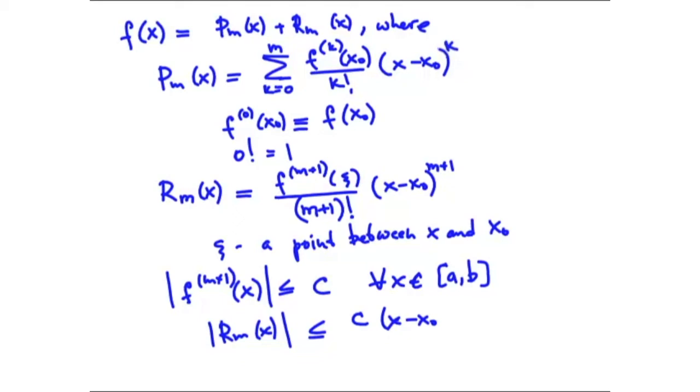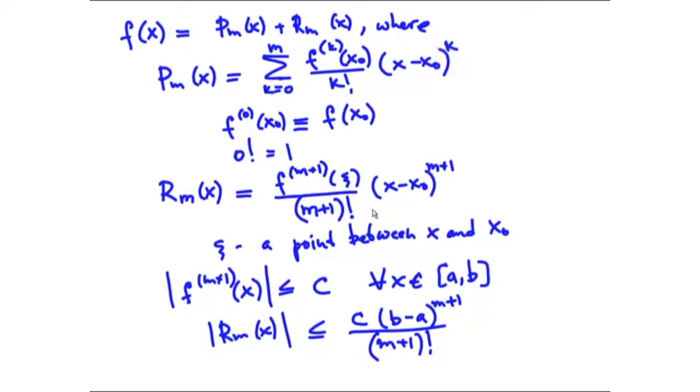Since both x and x0 belong to the interval ab, we know for sure that x minus x0 cannot be greater than b minus a, divided by m plus 1 factorial. Then this will give me the bound on the error.